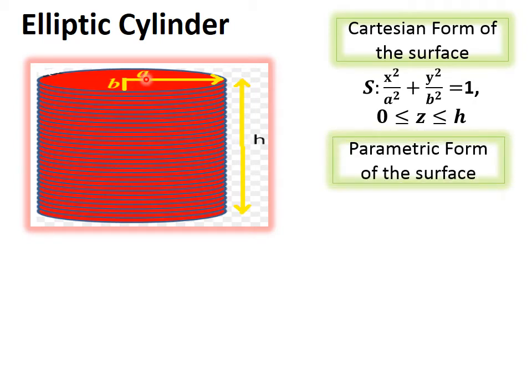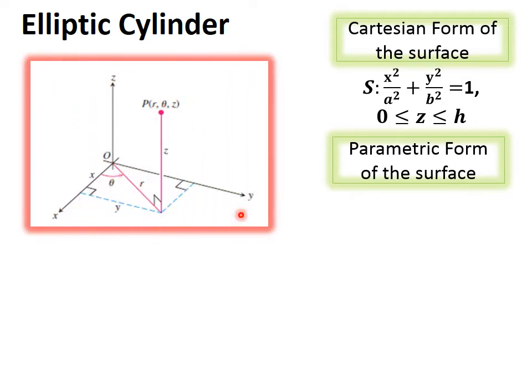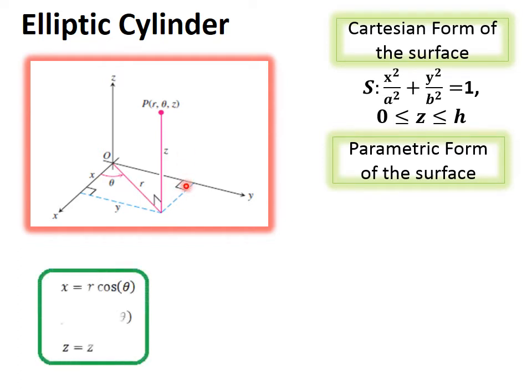Parametric form of the surface. Here also this surface is having angular variation as well as height variation. The appropriate coordinate transformation is the cylindrical coordinate transformation. The transformation is x equal to r cos theta, y equal to r sin theta, z equal to z. Here the height variable z is having no change. There is no relationship between the radial distance and the height. Along the x-axis, a units is the semi-major axis. Along the y-axis, b units is the semi-minor axis.